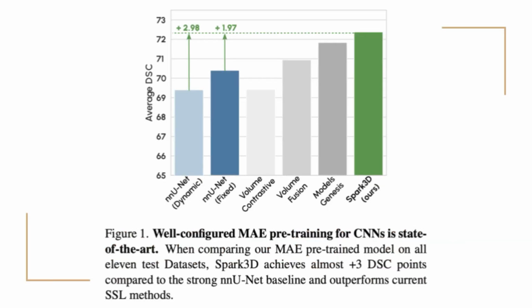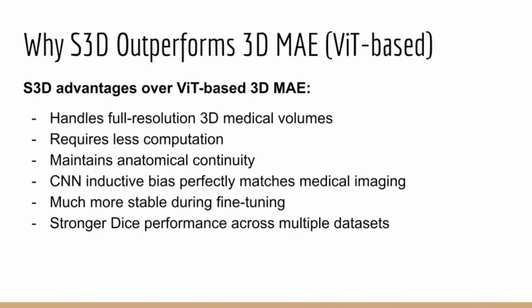This chart summarizes S3D's final outcome. S3D consistently improves performance by nearly 3 Dice points. It surpasses all existing SSL methods and is the first to prove the MAE paradigm can consistently beat the strongest nnU-Net baseline. And why does S3D outperform 3D MAE?